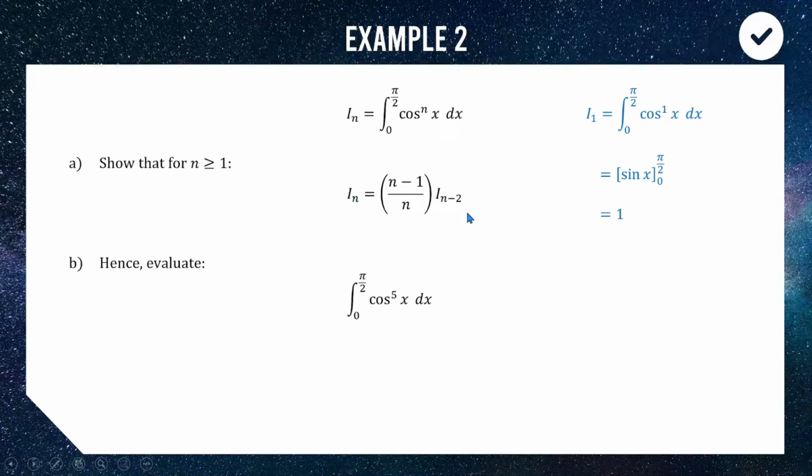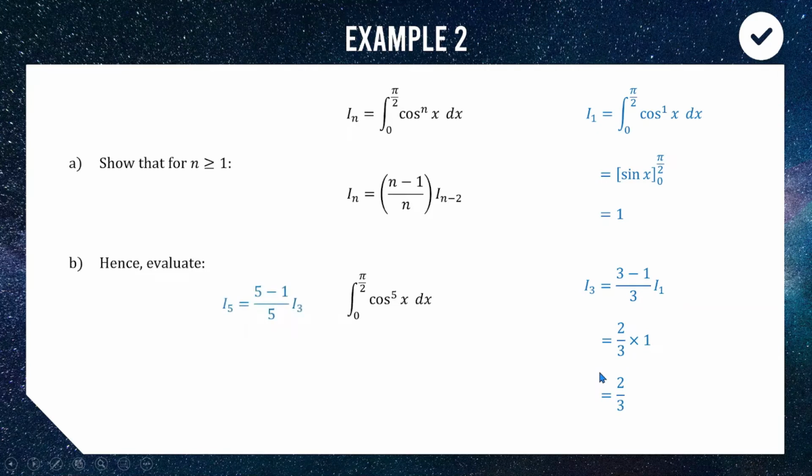Okay, there's I1. Now we can apply our reduction formula, or our recurrence relation, to build up from I1 to I3 because we're going 2 steps at a time. So we have I3 is (3 minus 1) over 3 multiplied by I of 3 minus 2, which is I1. Okay, cool. So that gives us 2/3 times I1, which was 1. So we end up with 2/3.